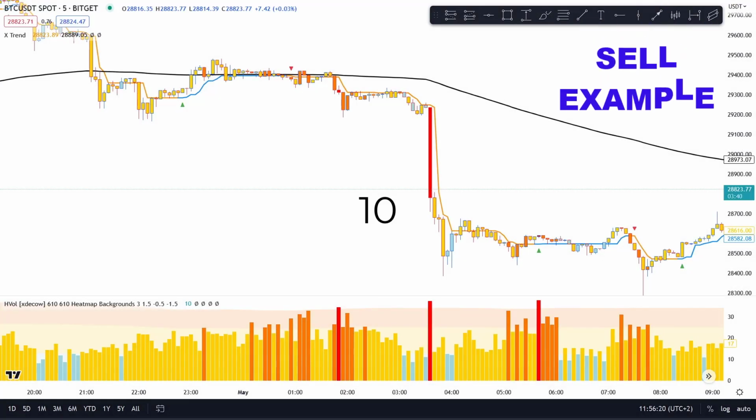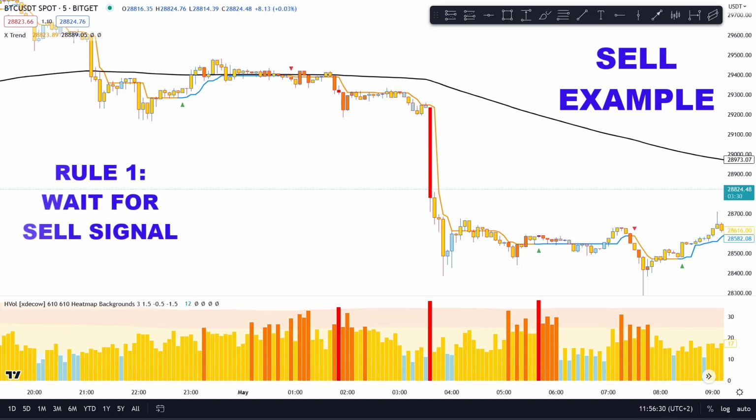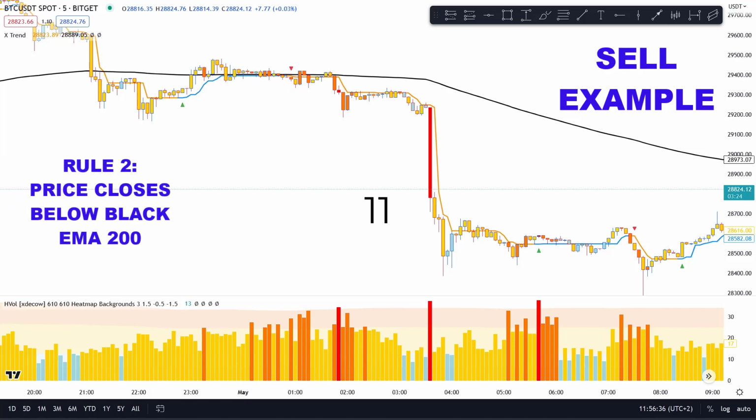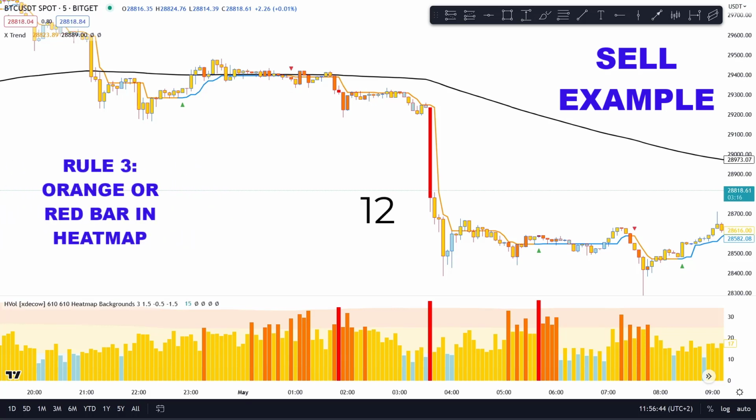Now we will quickly go through the steps once more, but for a sell position. These rules are the same rules for a buy position, but mirrored. Rule 1. We wait for a red triangle or sell signal to appear. Rule 2. Price must close under the black EMA 200 line. Rule 3. We once again look for a yellow or orange bar to appear on our heat map chart, which indicates a good selling opportunity.